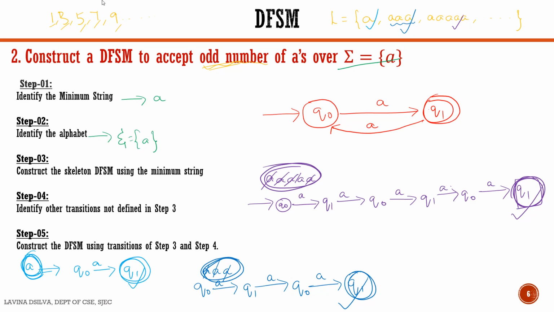Now we know that all the first 3 strings of the language are accepted. Therefore, if we were to see the future strings, that is 7 A's together, how would it go? First A, second A, third A, fourth A, fifth A, sixth A, seventh A. So when we process 7 A's, we are in state Q1. Since it is a final state, the string is also accepted.